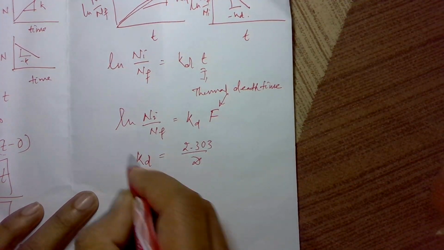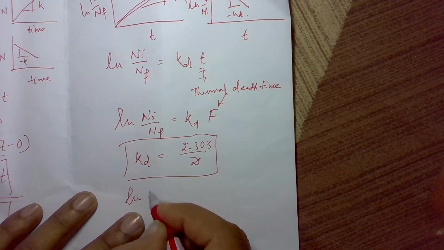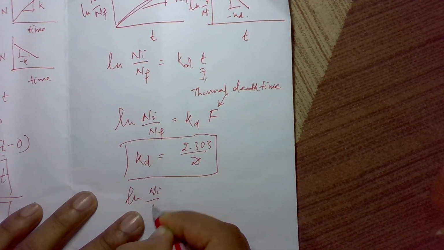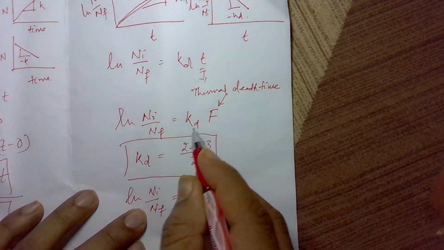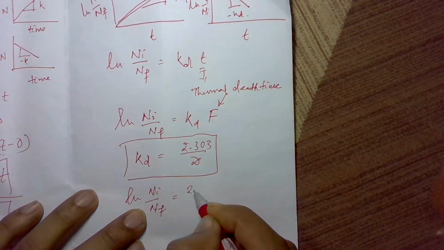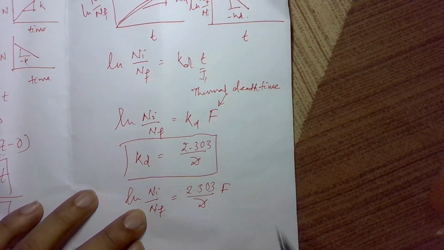So what I will do is replace this in this equation. The initial, primary equation will become ln(Ni/Nf) equals, instead of Kd, I'll write 2.303 divided by D, into F.